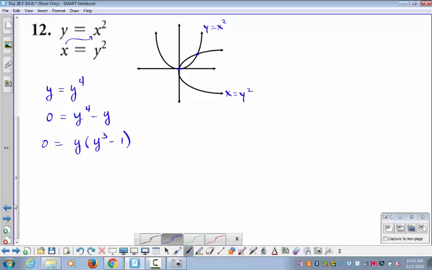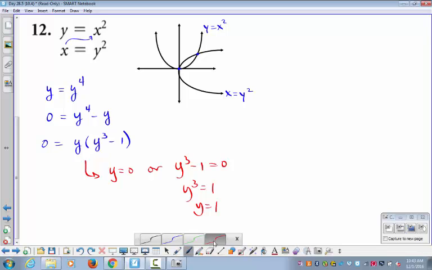Then we apply the zero product rule. This says that y is 0 or y cubed minus 1 equals 0. This tells us that y cubed equals 1. This tells us that y is 1. There's only one real number that has a cube equal to 1. That's 1. Okay. So we've got our two y values.